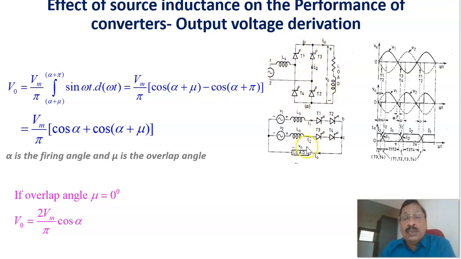Here the equivalent circuit is shown for 0 to pi and pi to 2 pi, and this is the RL load that is connected. In order to derive the average voltage, we have to integrate this, taking Vm, with 1 by pi.